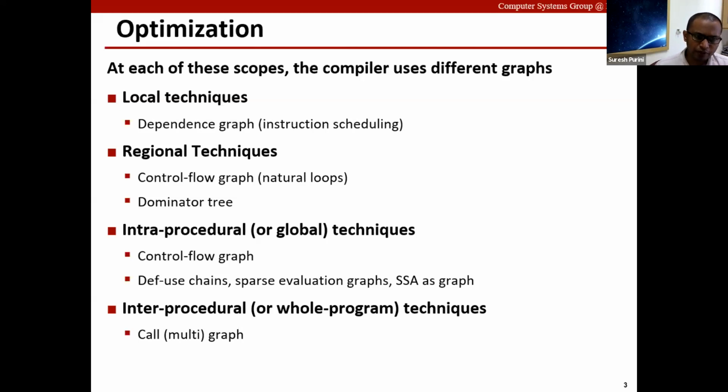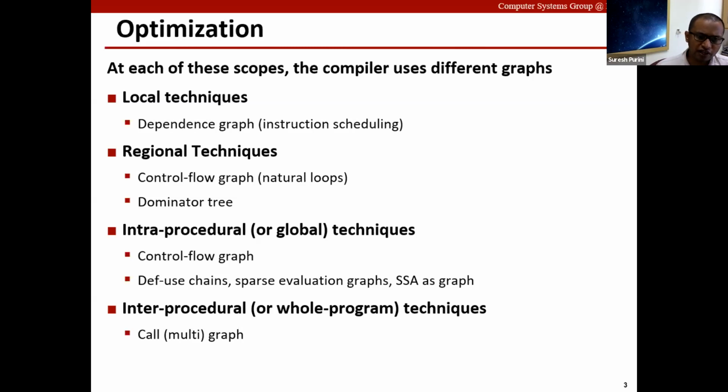And when optimizations are being done at a regional level, for example, we will see an optimization pass called the dominator based value numbering technique. When we are applying this technique, we have to construct what is called a dominator tree. So depending upon what kind of regional technique it is, the corresponding data structure needs to be created.